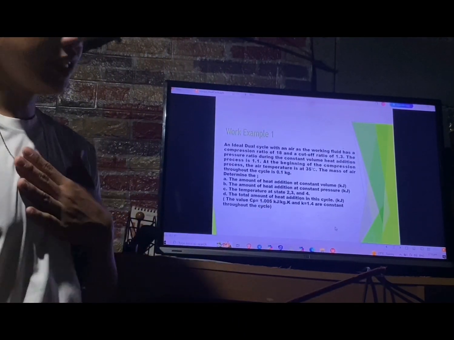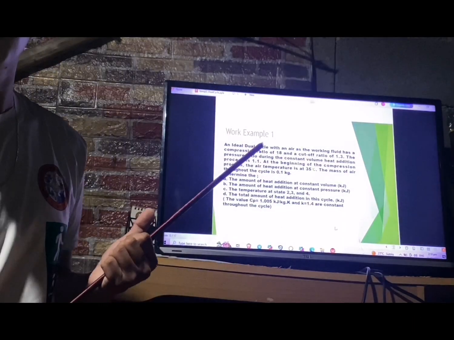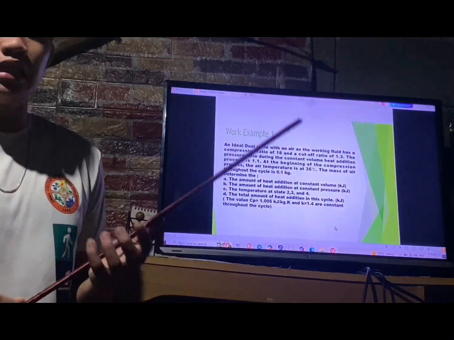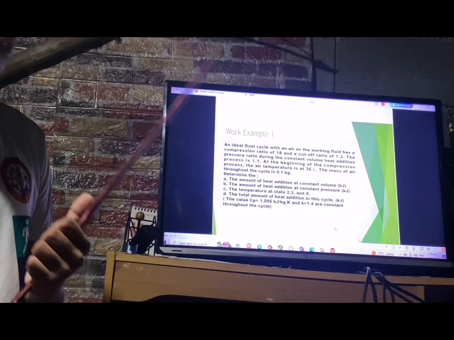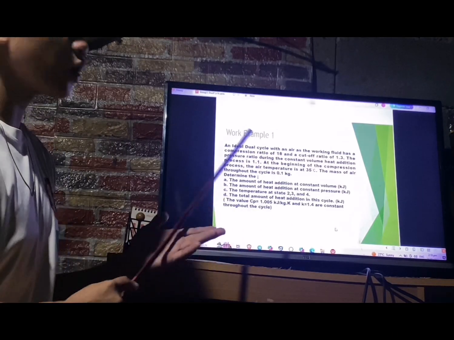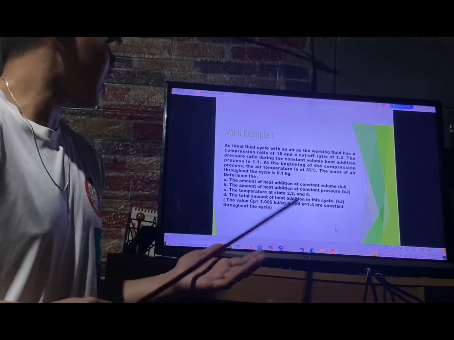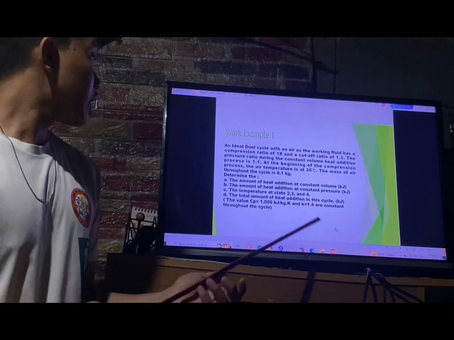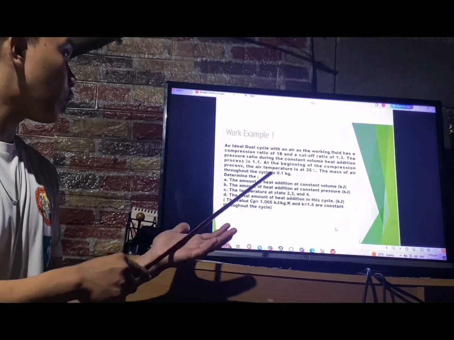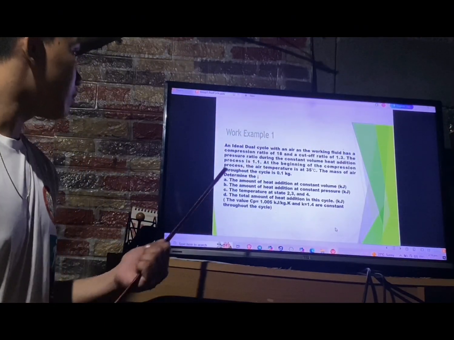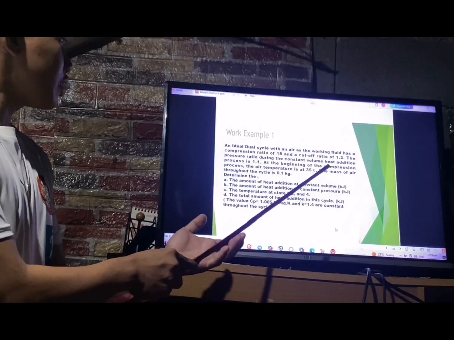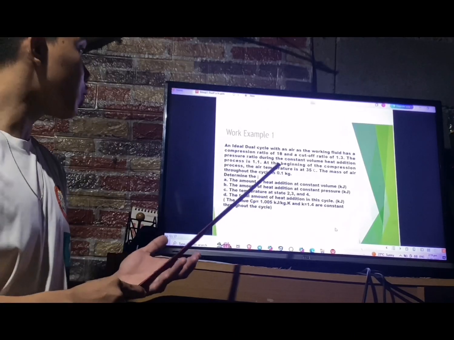Good day everyone. I, Engine Cadet Makas, will explain worked example number 1. We have an example problem about an ideal dual cycle. Here I will read it to you. An ideal dual cycle with air as the working fluid has a compression ratio of 18 and a cut-off ratio of 1.3. The pressure ratio during the constant volume heat addition process is 1.1. At the beginning of the compression, the air temperature is 35 degrees Celsius. The mass of air throughout the cycle is 0.1 kilogram.